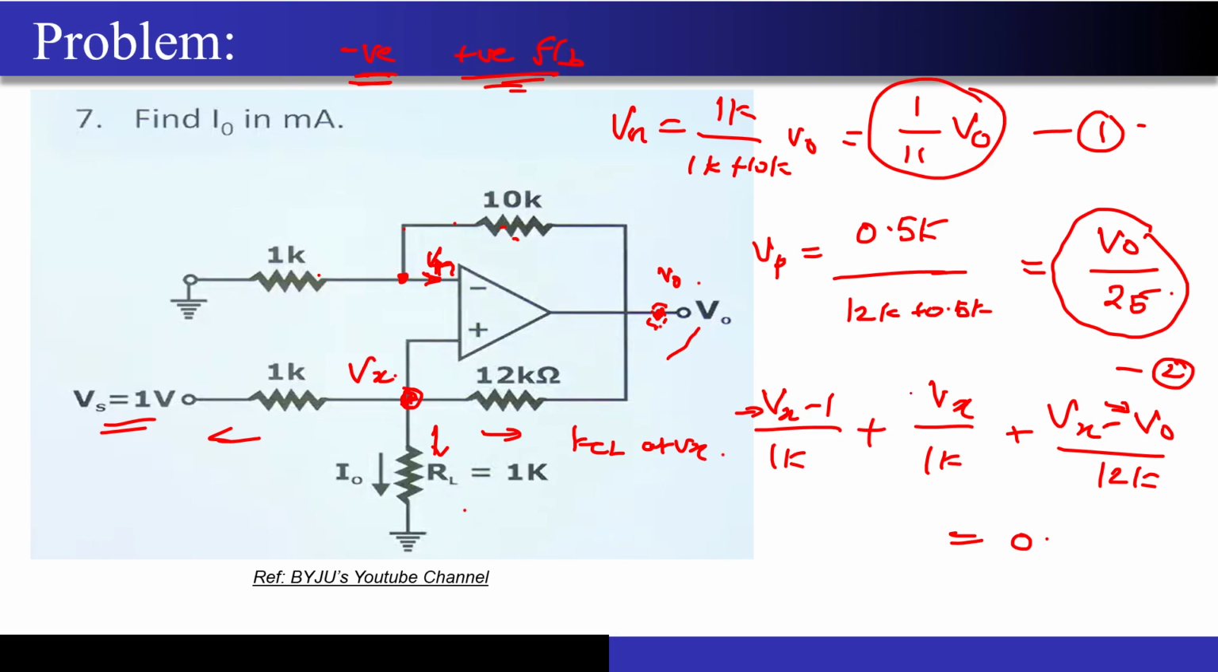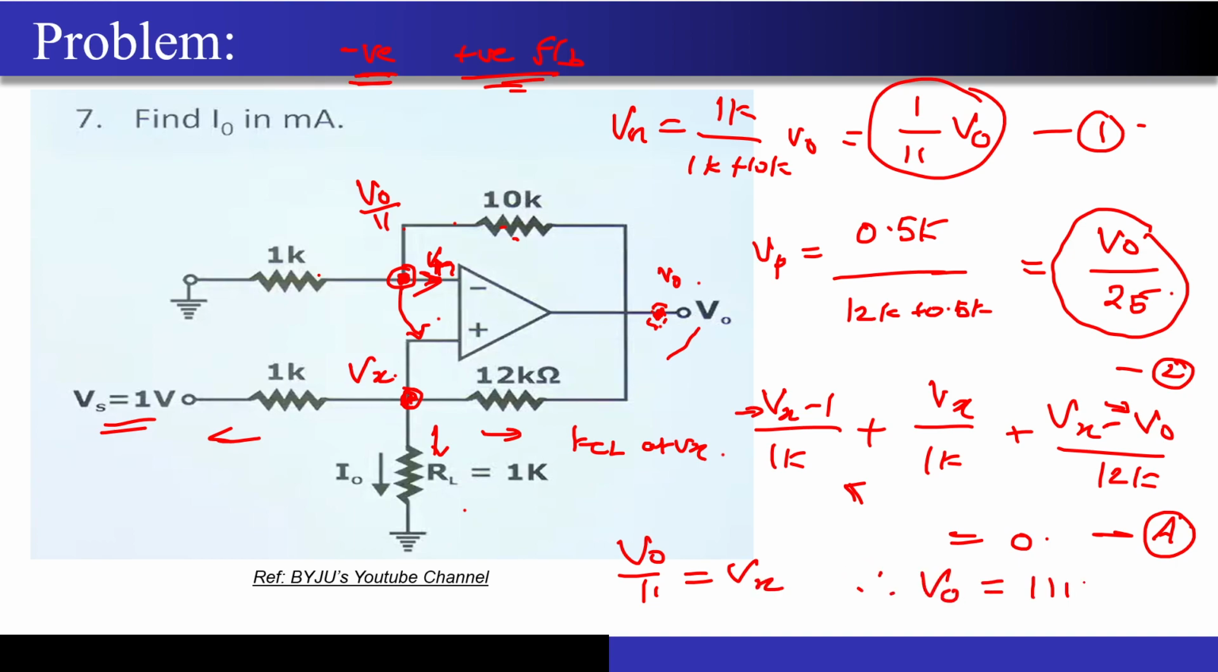Now two variables are there. I want to make sure that this equation reduces to only one variable, not two variables, correct? Just now we have seen that since the negative feedback is stronger than the positive one, I can apply the virtual short principle. Again, there is no current flowing over here. This voltage we have already calculated: it is V0 by 11 at this particular node. Let me write this as equation number A. I can see that V0 by 11 will be equal to Vx, so V0 is equal to 11 Vx. Let me highlight this as equation number B.